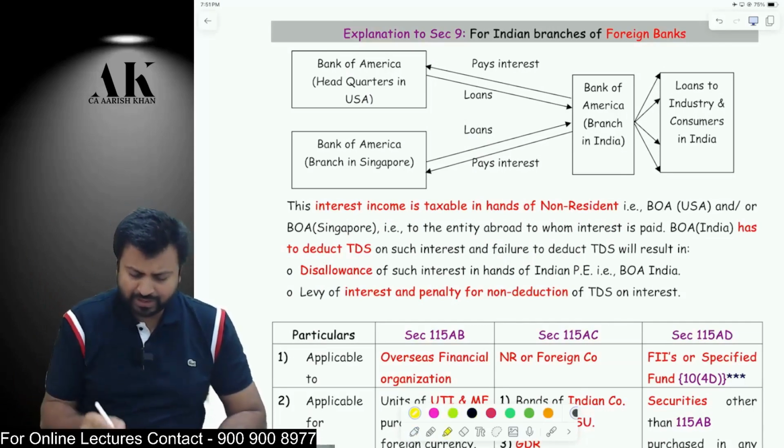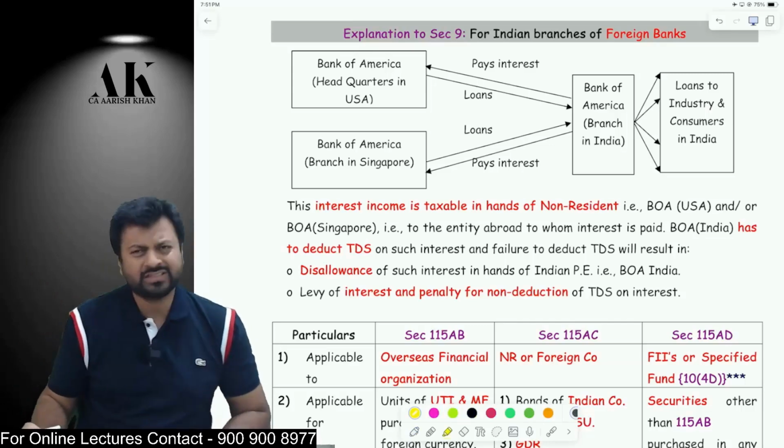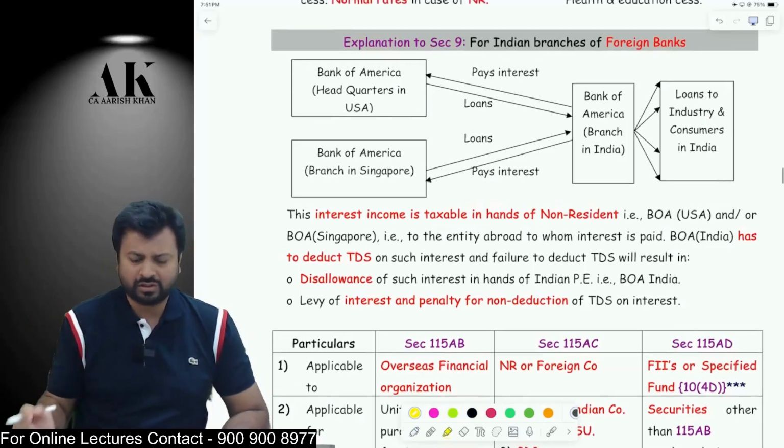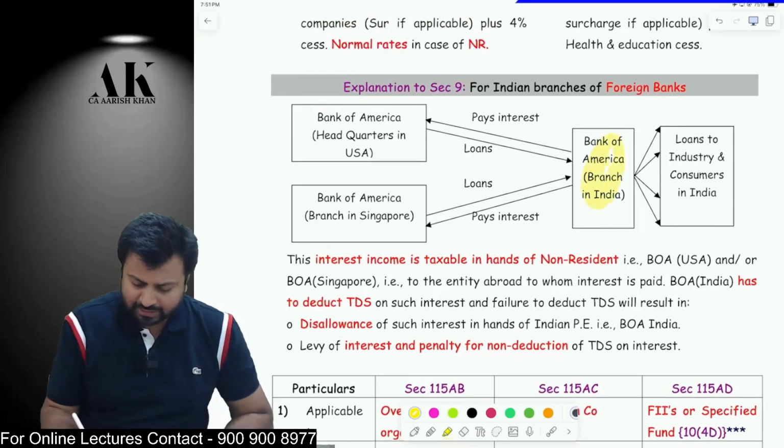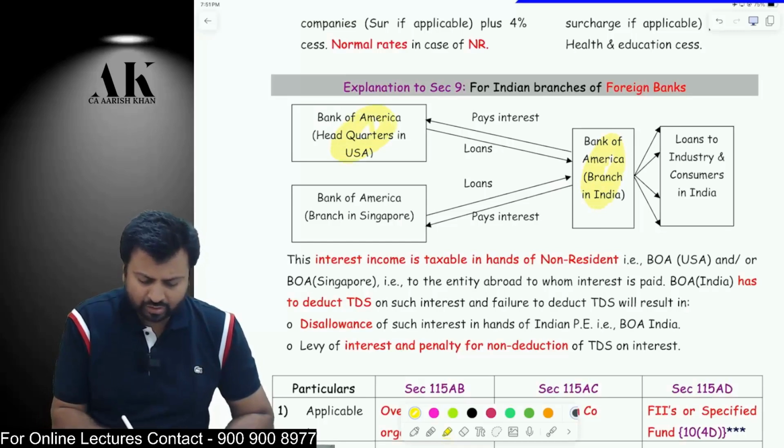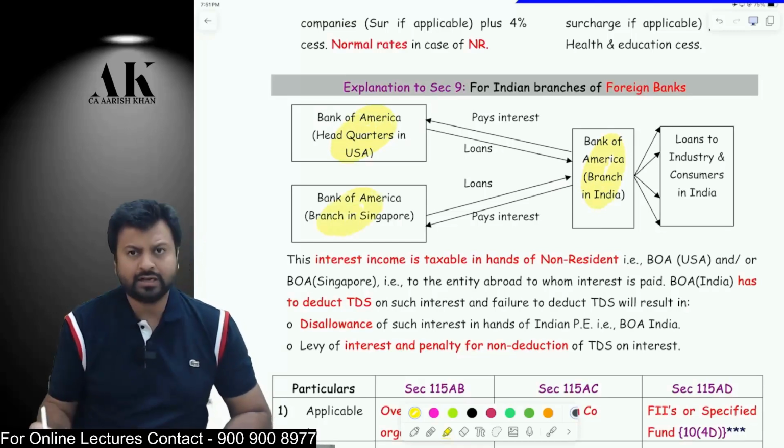That is a very small part, not very important for examination. Once upon a time, it has come once in the examination in 2016. Now let me explain that with the help of an example. There is a Bank of America Indian branch over here, and there is a Bank of America headquarters over here, and there is a Bank of America Singapore branch over here.